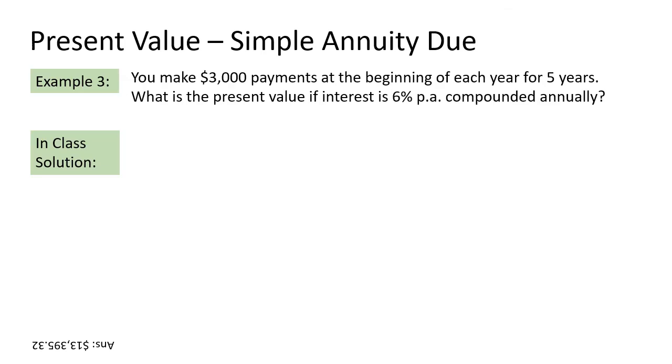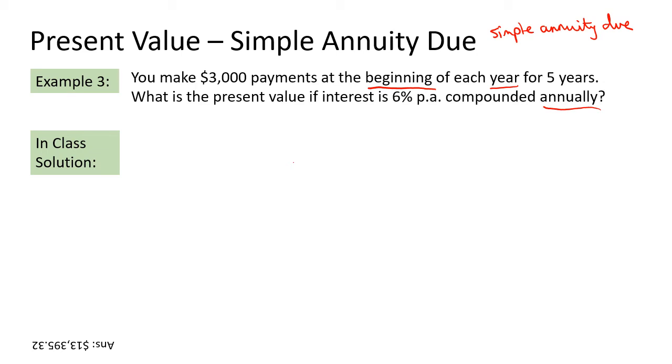So I've got a couple of examples calculating the present value, and then we're going to look at calculating payments. So first example, you make $3,000 payments at the beginning of each year for 5 years. What is the present value if interest is 6% per annum compounded annually? Okay, so a couple things to notice. Again, we're at the beginning of each year, so that means it's an annuity due, and your payments are yearly, and your interest is also yearly, because they're both annual. That makes it a simple annuity due, because the interest and payment period frequencies are the same.